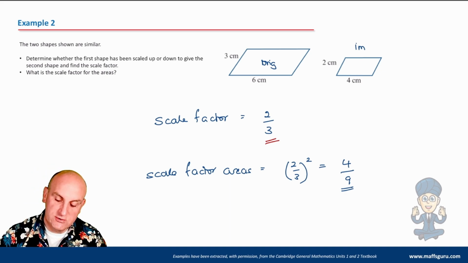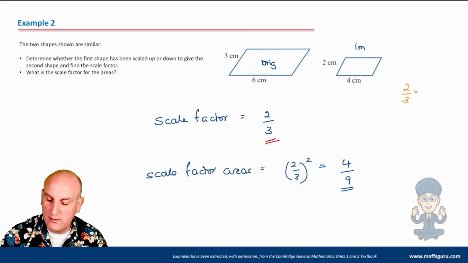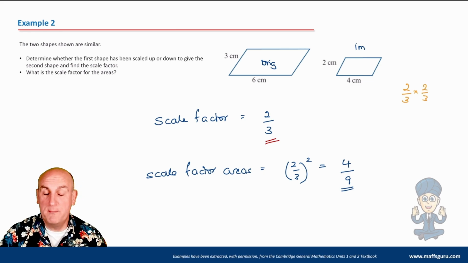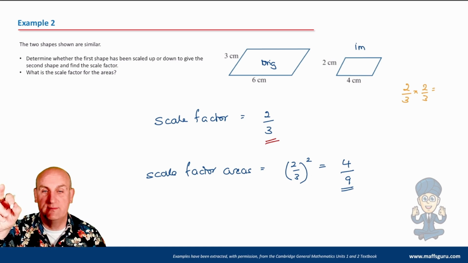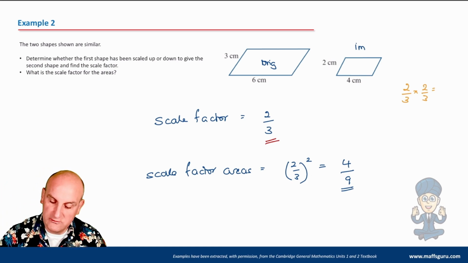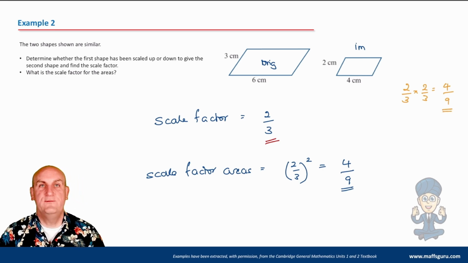But again, for those of you who are interested how that works, well, when you square something, what do you have? You have 2/3 times 2/3. And when you multiply fractions together, it's the easiest ones on the planet because you multiply the top numbers together, multiply the bottom numbers together. So 2 times 2 is 4, and 3 times 3 is 9, and ka-ching, life is good.